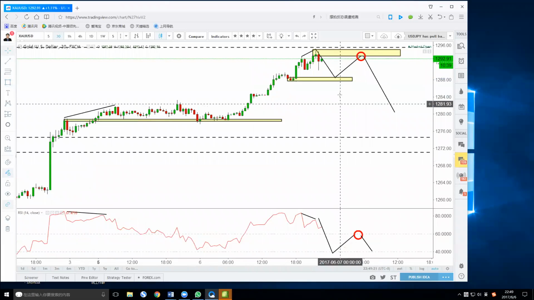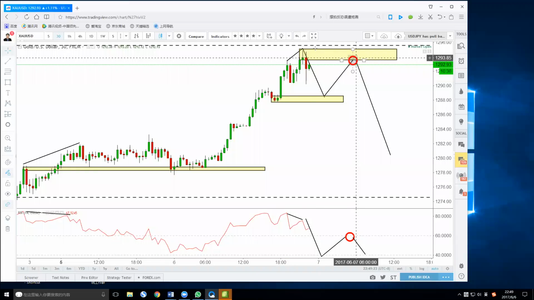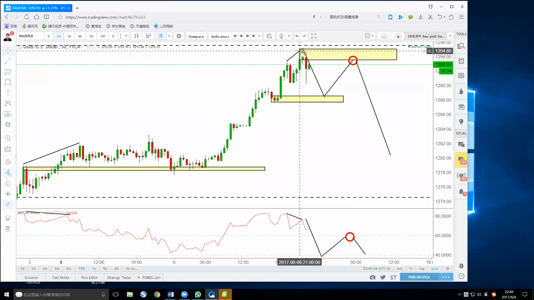For the gold, short the second attempt of making a high that failed. Okay, short it. You can do so.